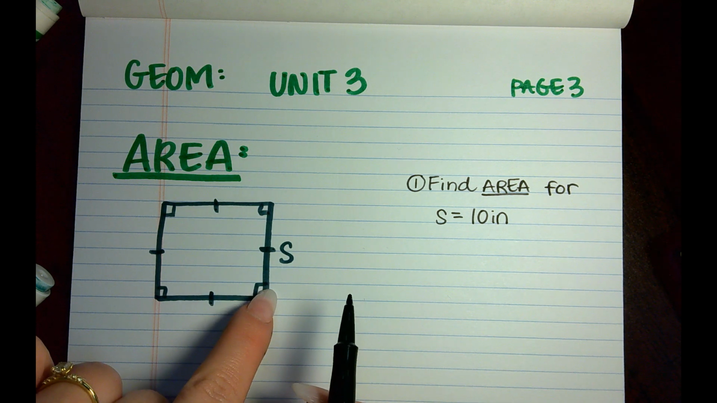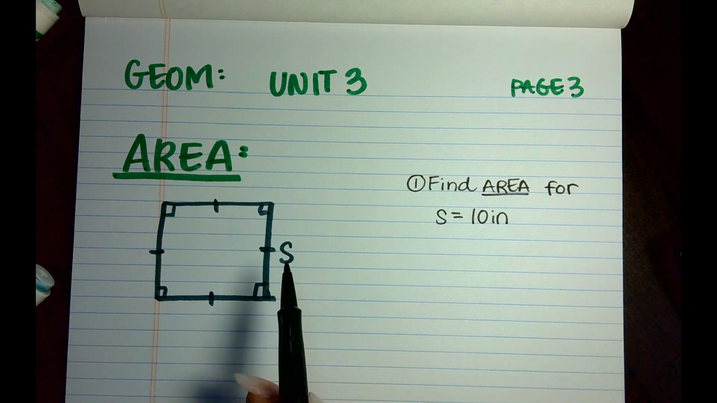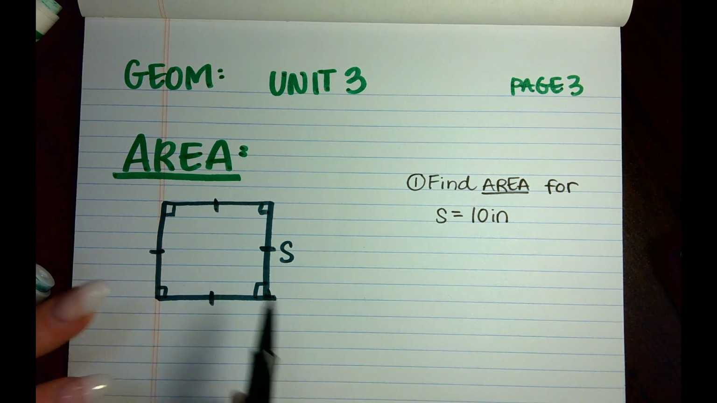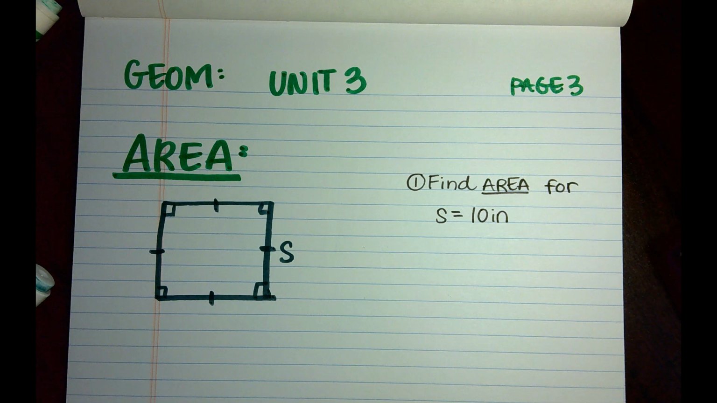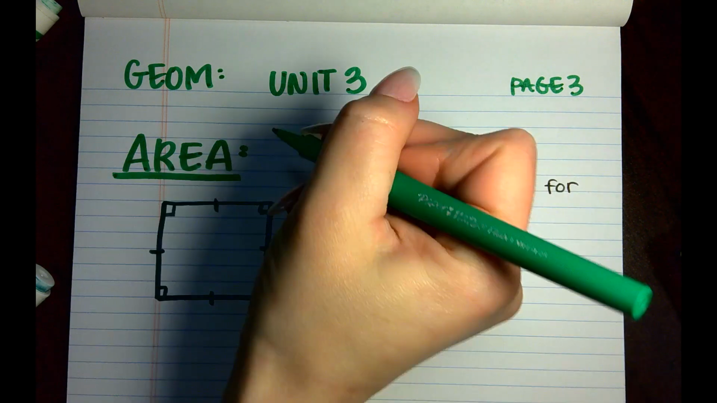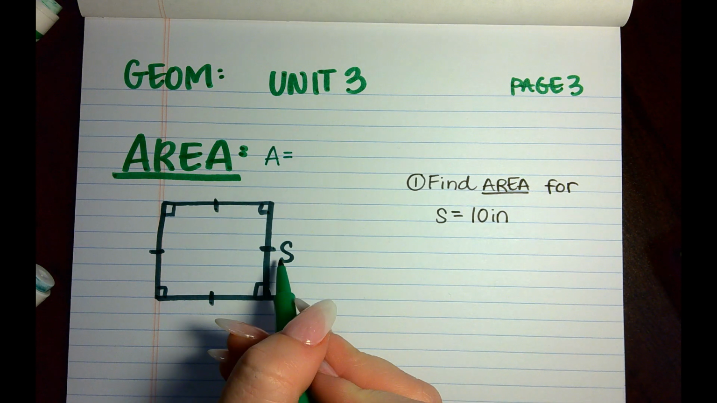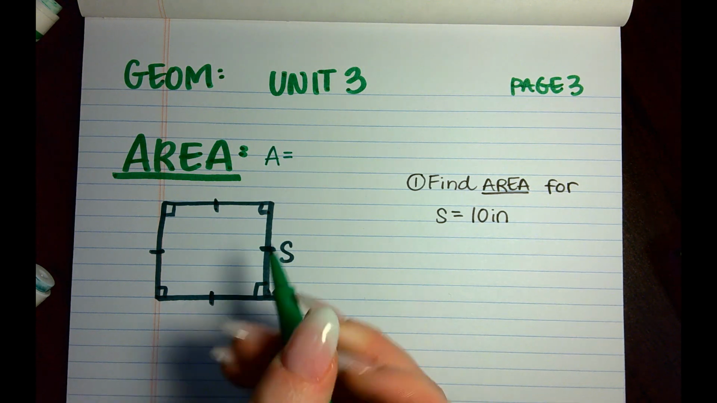Now, for a square, all 4 sides are the same. So does it matter what we put for base, length, width, height, whatever we're choosing? No, it's all the same. So for my area, there's a few ways that we can think of it. There's a little formula. It's going to be S times S.